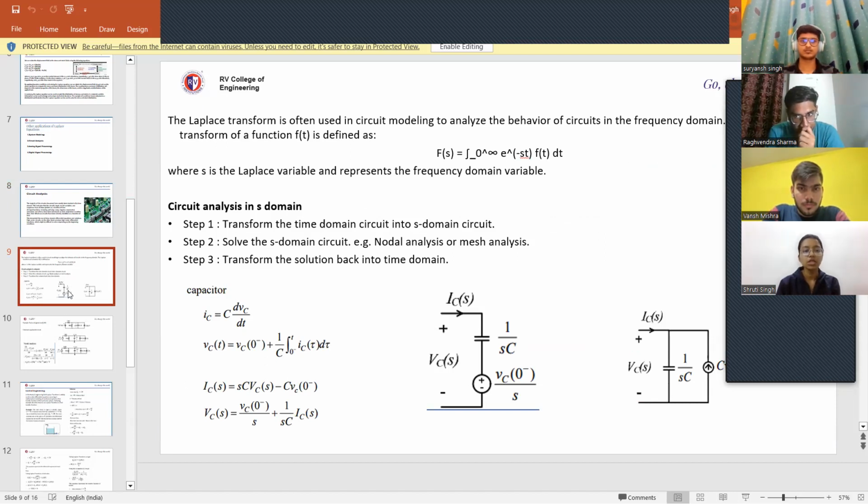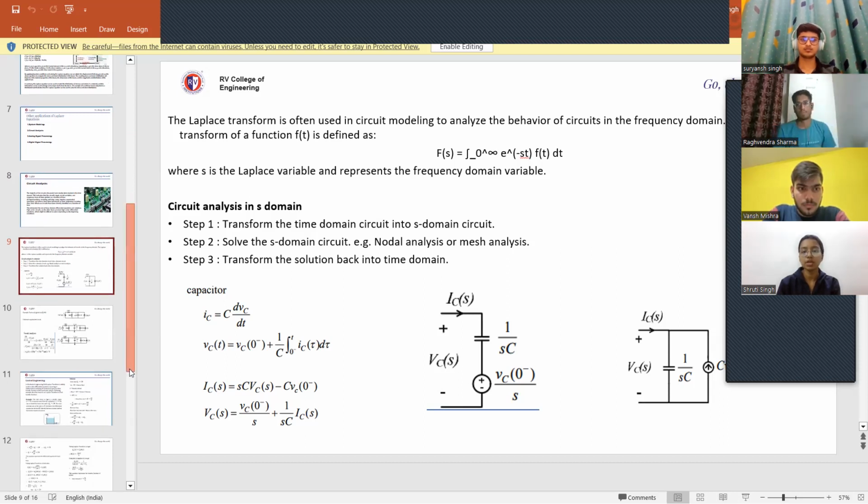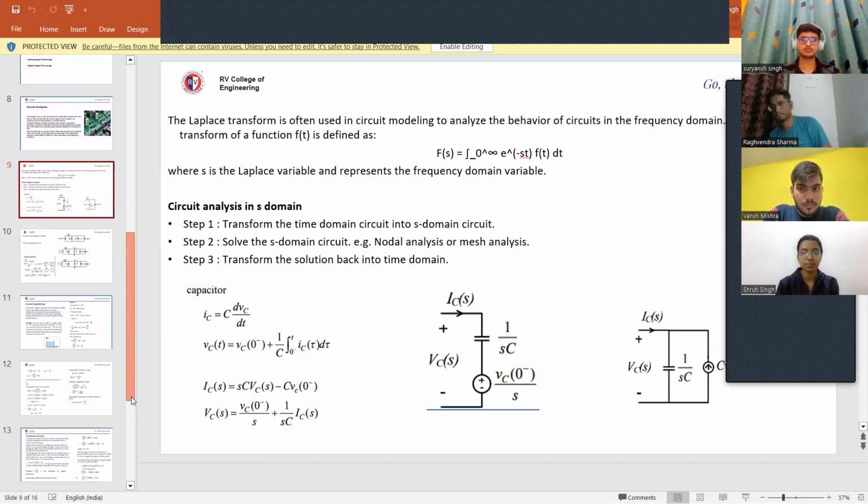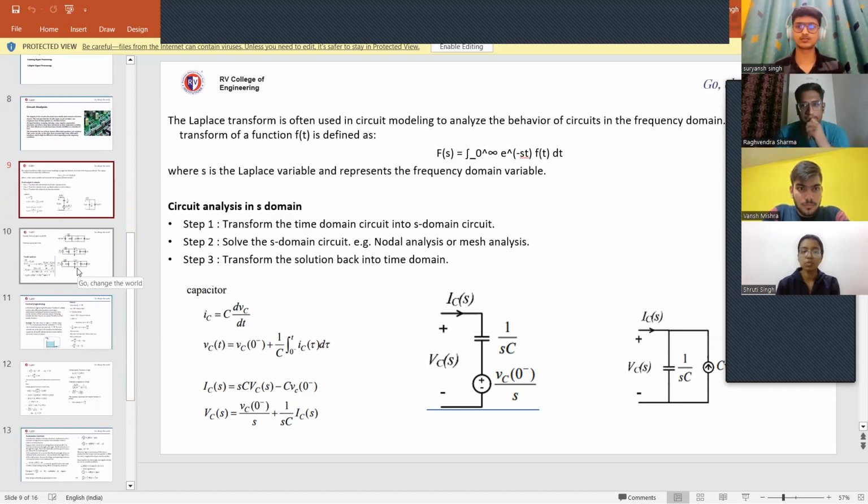The Laplace transform is often used in circuit modeling to analyze the behavior of circuits in the frequency domain. So there is the equation F(s) equals the integration from 0 to infinity of e to the power minus st times f(t) dt. Here we converted the time domain into the S domain. There are several steps. In the first step, there is a transformation of time domain circuits into S domain circuits.